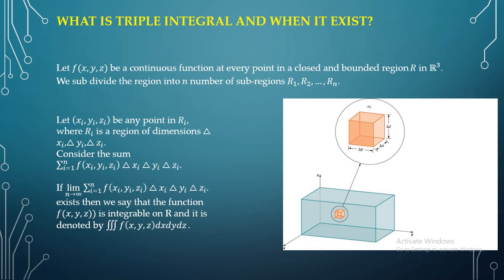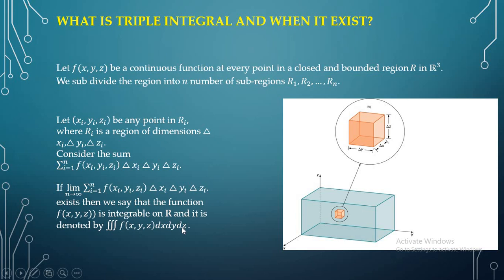Consider the sum, summation i equals 1 to n of f of (xi, yi, zi) into delta xi, delta yi, delta zi. If we take the limit as n tends to infinity of this summation, and this limit tends to a finite value, then we say that the triple integral exists, and the triple integral is denoted by triple integration of f(x, y, z) dx dy dz.